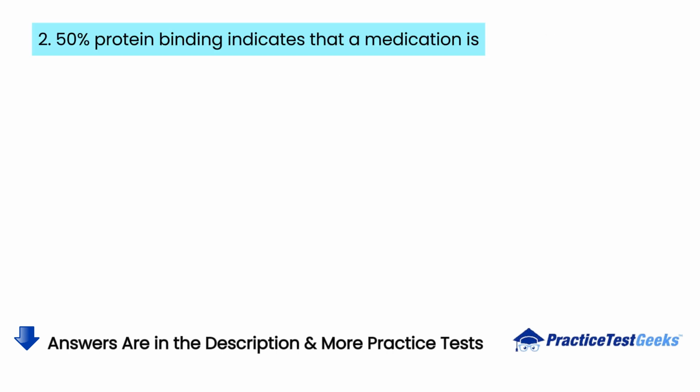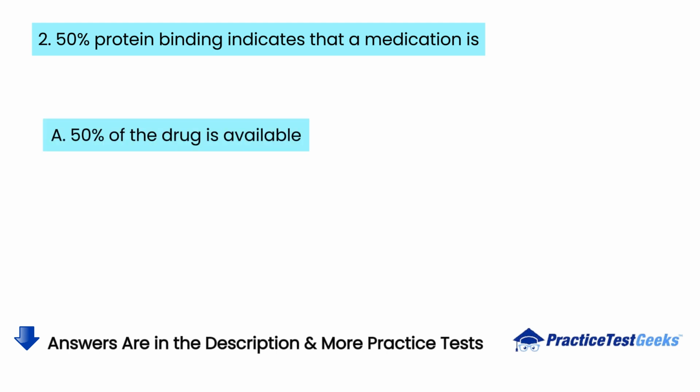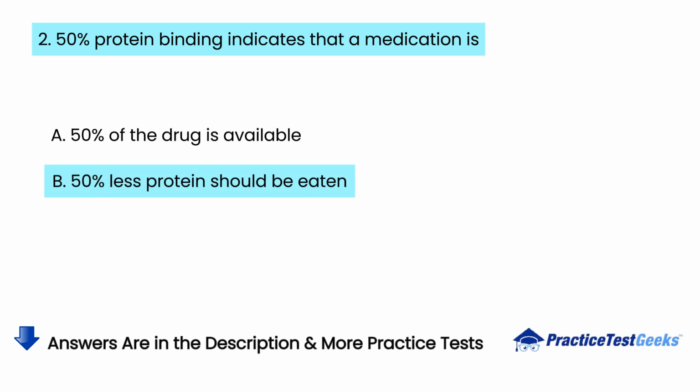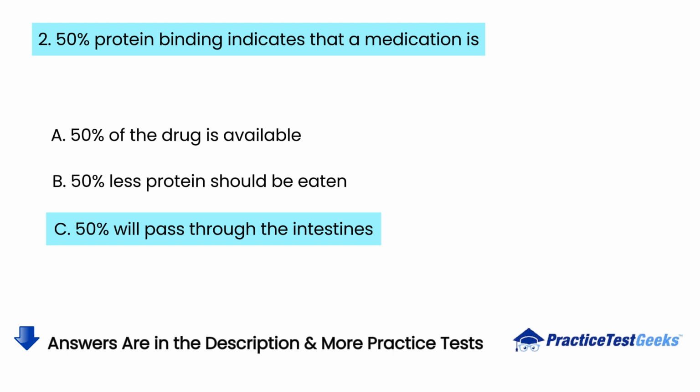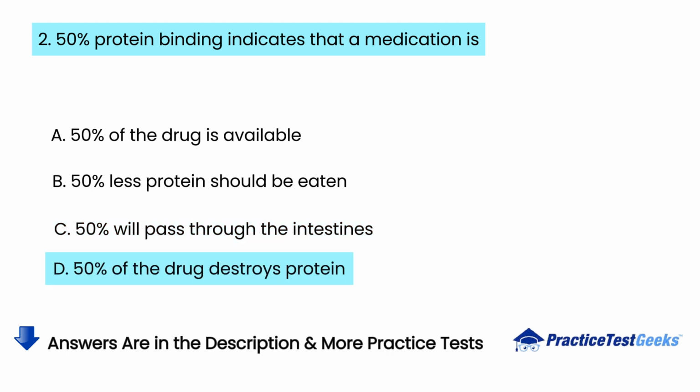50% protein binding indicates that a medication is: A. 50% of the drug is available. B. 50% less protein should be eaten. C. 50% will pass through the intestines. D. 50% of the drug destroys protein.